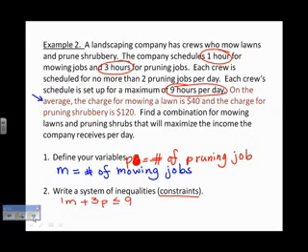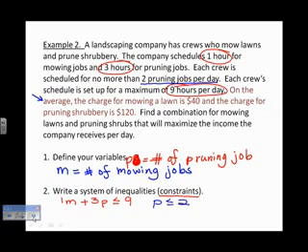There's one of my constraints. Now if I continue reading, I see here that I only schedule 2 pruning jobs per day. So there's another constraint. P has to be less than or equal to 2 because I only schedule 2 or fewer of those per day.